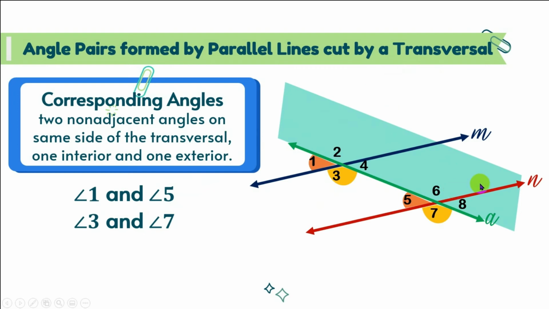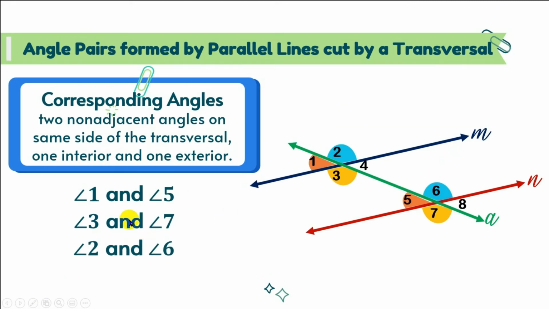And then, for the right side of the transversal line, we have 2, 4, 6, 8. But, again, we have to remember, they are non-adjacent. So, corresponding angles are non-adjacent. And at the same time ay isang interior, isang exterior angle. So, if we have angle 2, alin ang kapares niya to be corresponding angles? So, 1 interior, and that's angle 6. So, 2 and 6 po tayo doon.